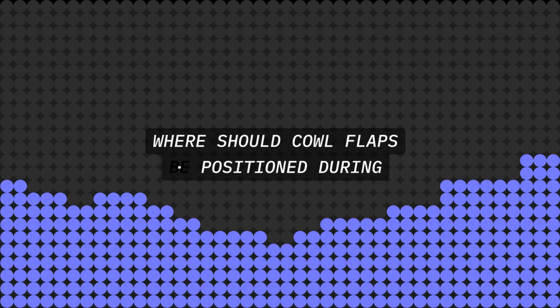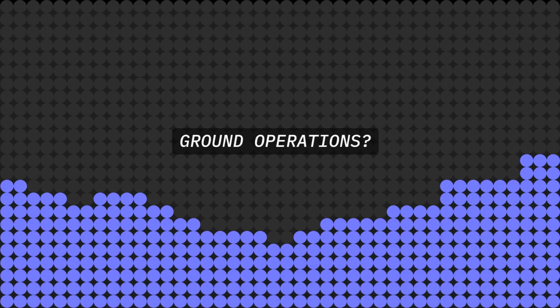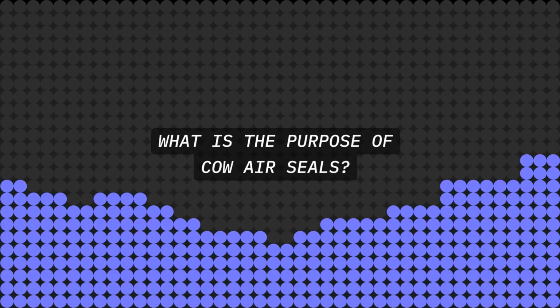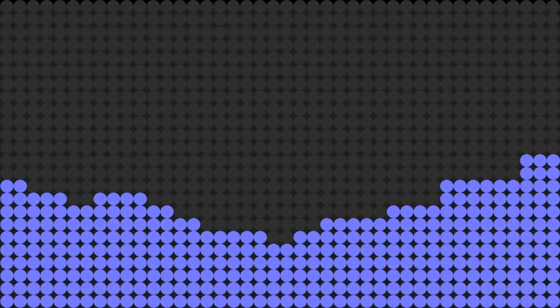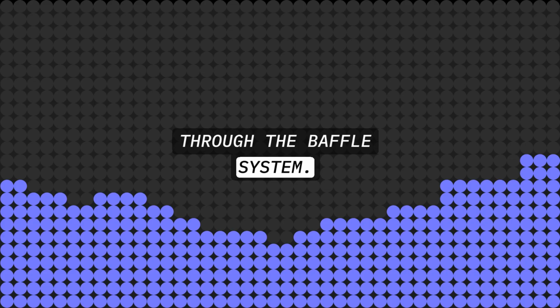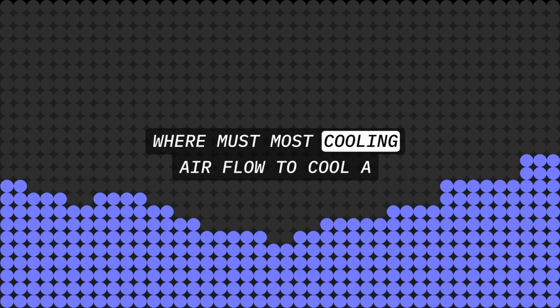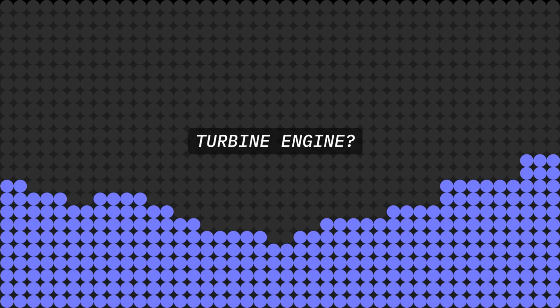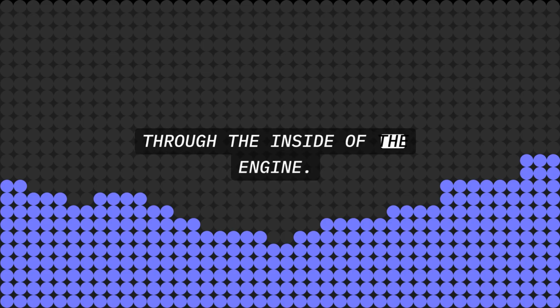Where should cowl flaps be positioned during ground operations? Fully open. What is the purpose of cowl air seals? They force air to circulate around and through the baffle system. Where must most cooling air flow to cool a turbine engine? Through the inside of the engine.